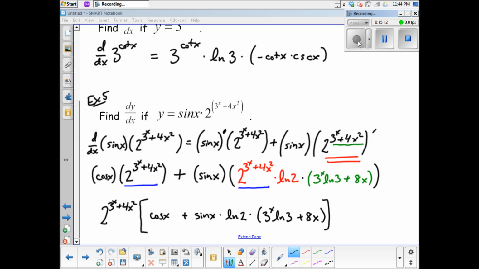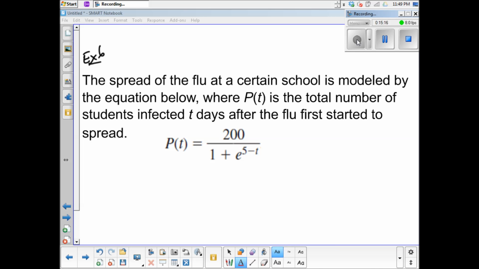Okay, let's go on to our next topic. For our next example, we'll do a word problem that involves finding the derivative of an exponential. This is pretty common to see a formula about the spread of something. There are models for these. This one is the spread of a flu at a certain school. Okay, so go and write down the question.